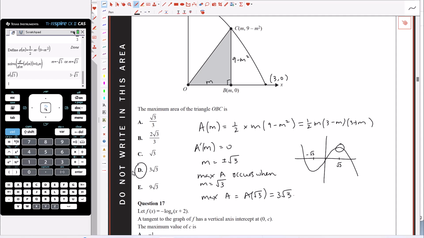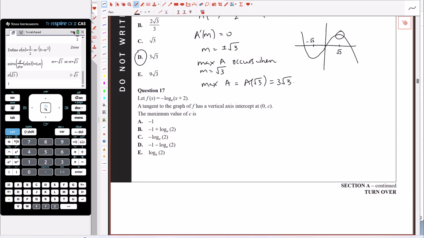So D. Question 17. Let f of x equal negative log e of x plus 2. A tangent to the graph of f has a vertical axis intercept at 0c. The maximum value of c is. Okay, so we've got a negative log shifted to the left by 2. So again, my instinct is always to draw, to visualize, to see what's happening. Obviously, you could use your CAS to help you sketch it if you don't know what it looks like. So asymptote at negative 2, it's reflected in the x-axis log, so it's going this way.